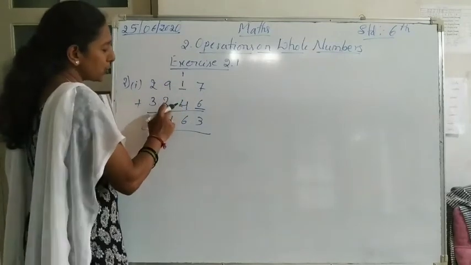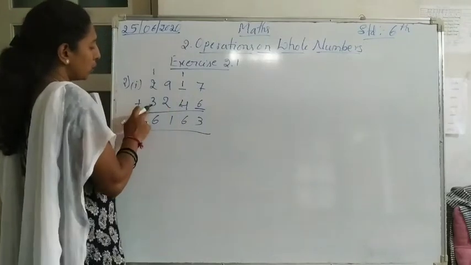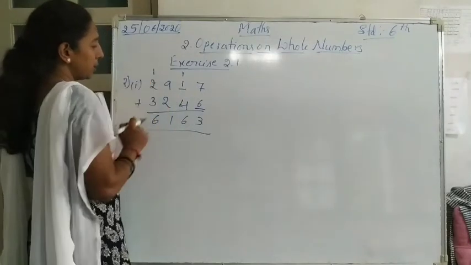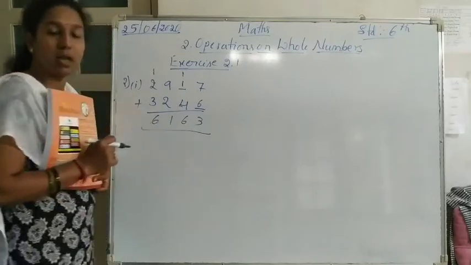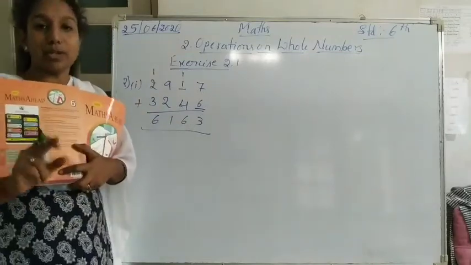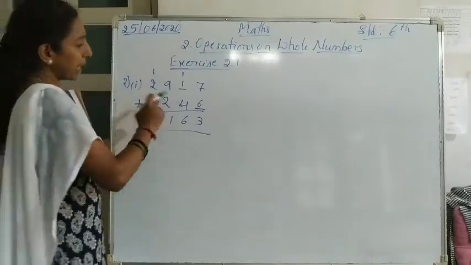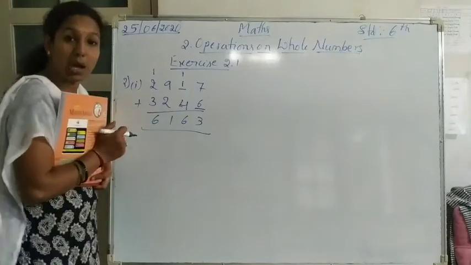So here 9 plus 2, 11. So 1 carry. So 3 plus 2, 5. 5 plus 1, 6. So the sum is correct. So you have to check it. After writing the blanks, you have to check it. So write it in a proper way. And then while writing, underline the answer.